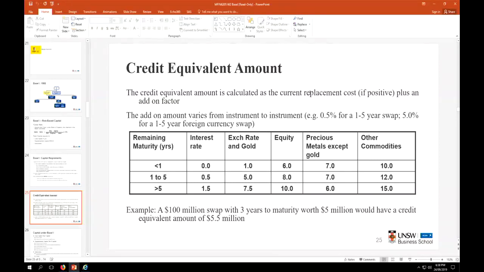So to work out, if we've got a balance sheet, let's say we've got assets, let's say we've got cash, 10, bank bills, 50, mortgages, 100, and corporate loans, 100. Right? So in terms of the risk weights, for cash, what's the risk weight? 0.